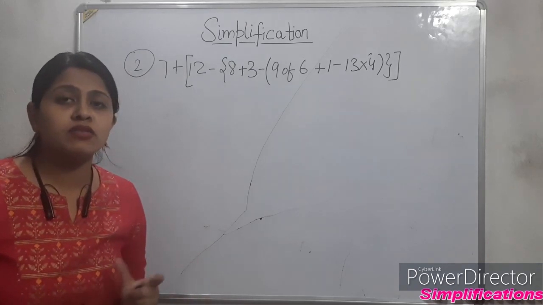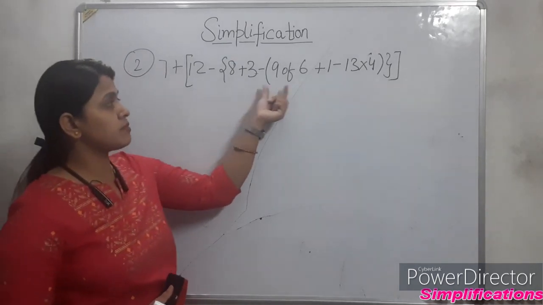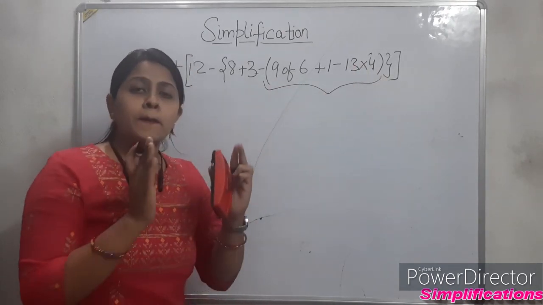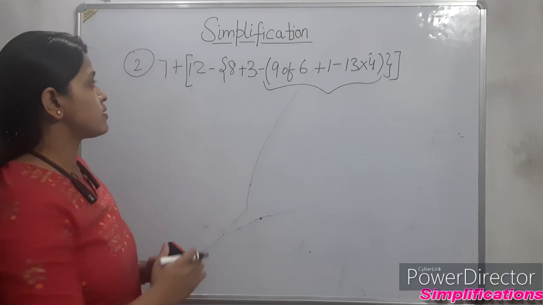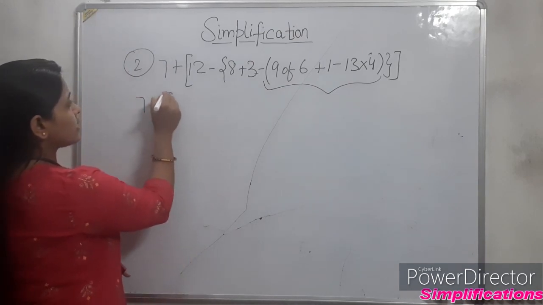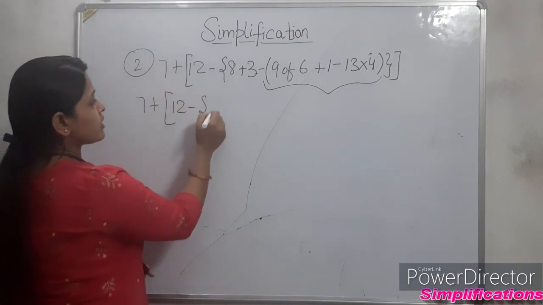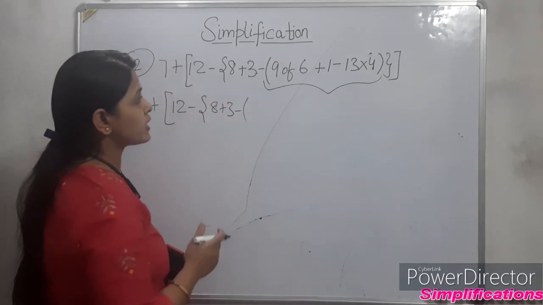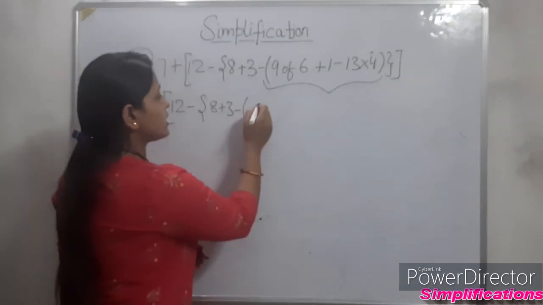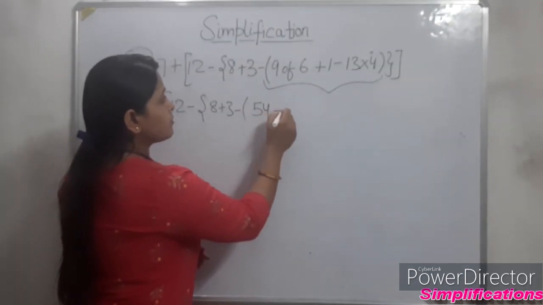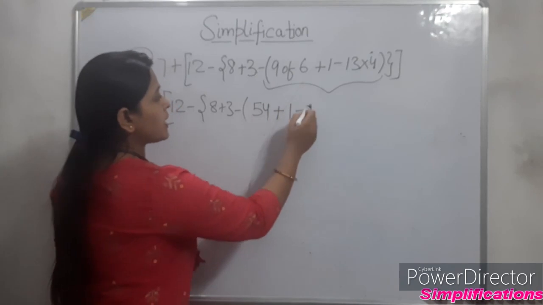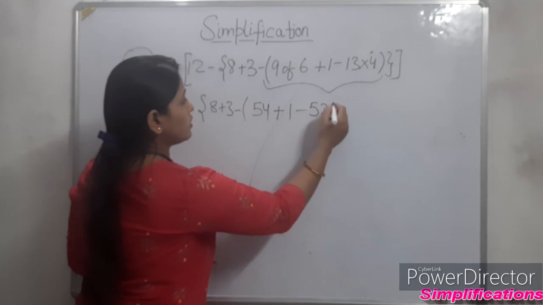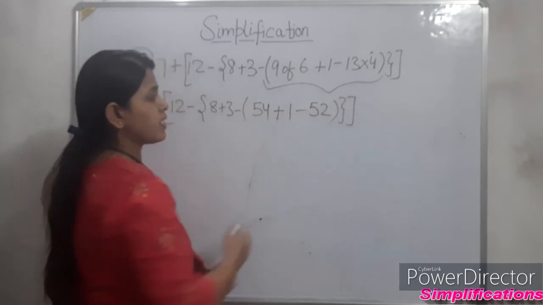And which bracket should we solve first? The small bracket. So let's do this, this is the small bracket. So we have to solve the part of the small bracket first. The rest should be written the same. 12 minus 8 plus 3. Now let's solve the small bracket. 9 of 6 means 9 into 6, that is 54 plus 1 minus 13 into 4. 13 into 4 means 52. Again, all the 3 brackets have been closed.